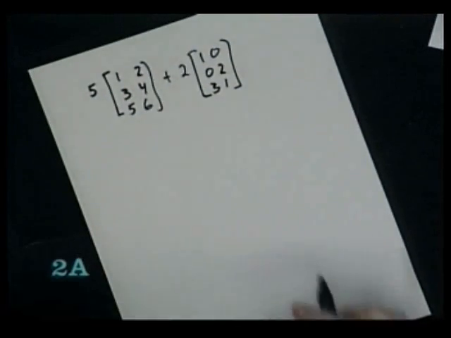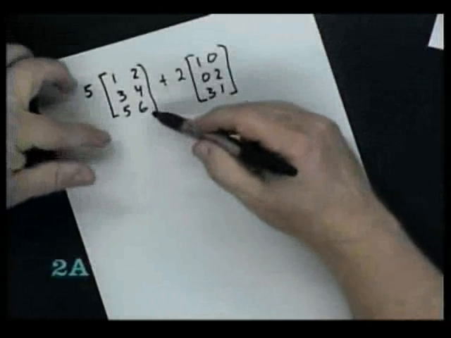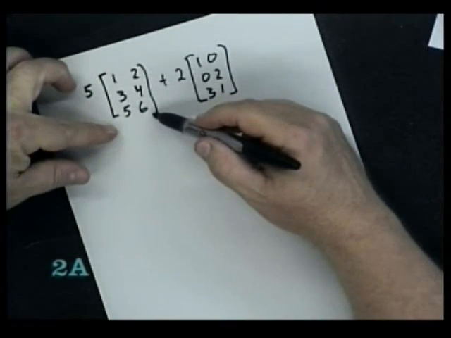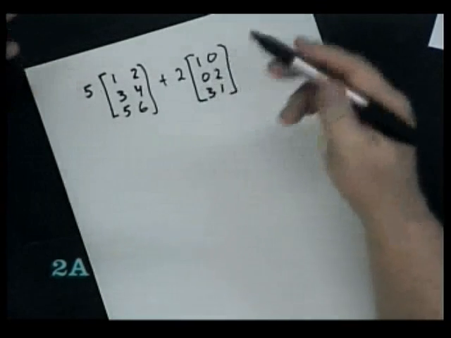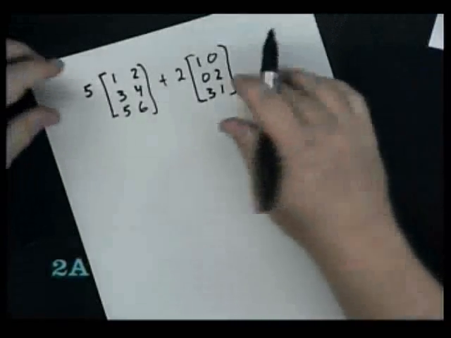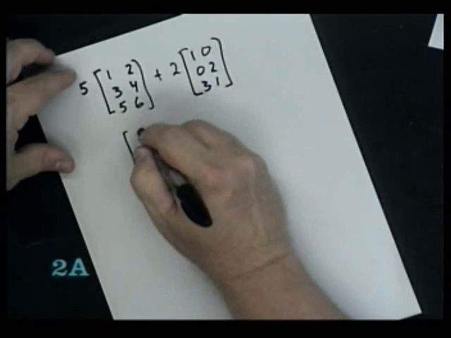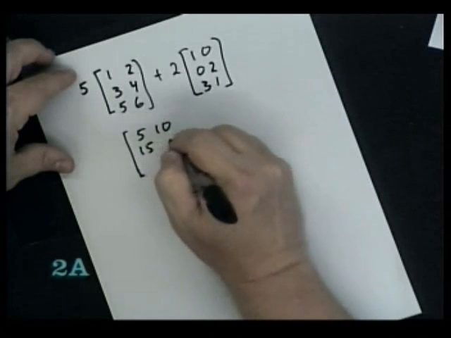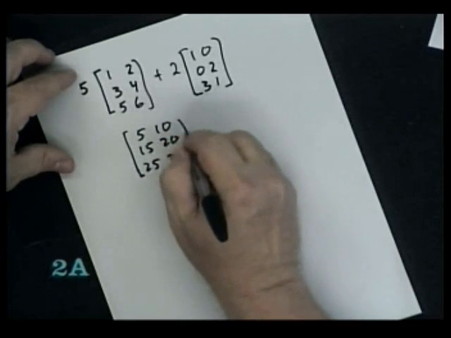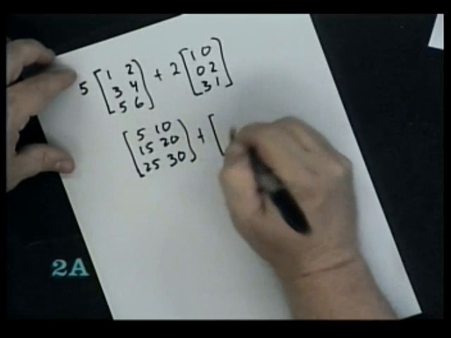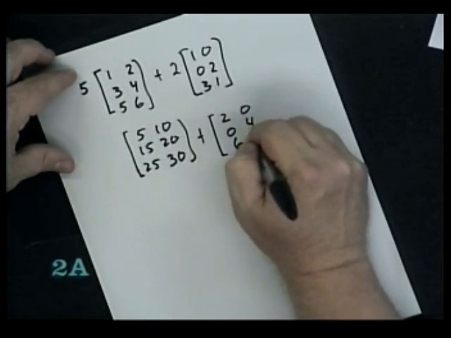Well, now first I'm wondering, can you even do this? Well, you can do this so long as the dimension of this matrix winds up being the same as the dimension of that matrix. So addition and subtraction, you have to have the same size matrices in order to even do them. So here I guess I would have 5, 10, 15, 20, 25, 30. And to that I'm going to add 2, 0, 0, 4, 6, 2.